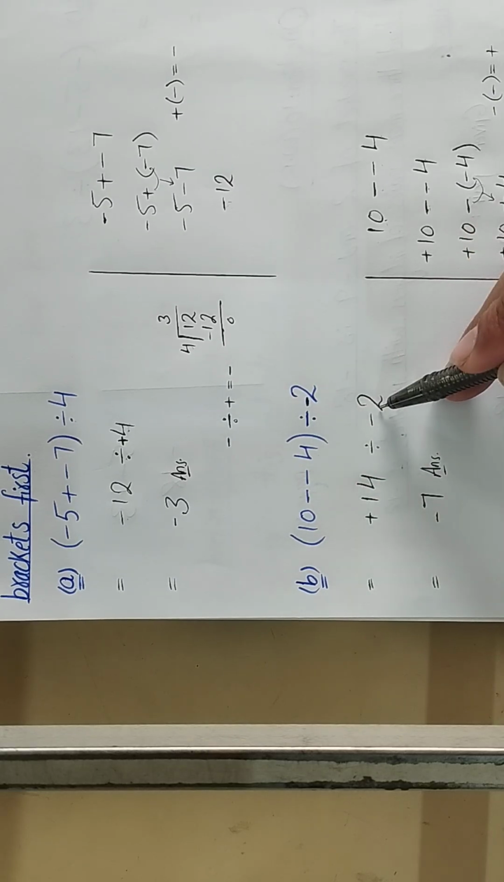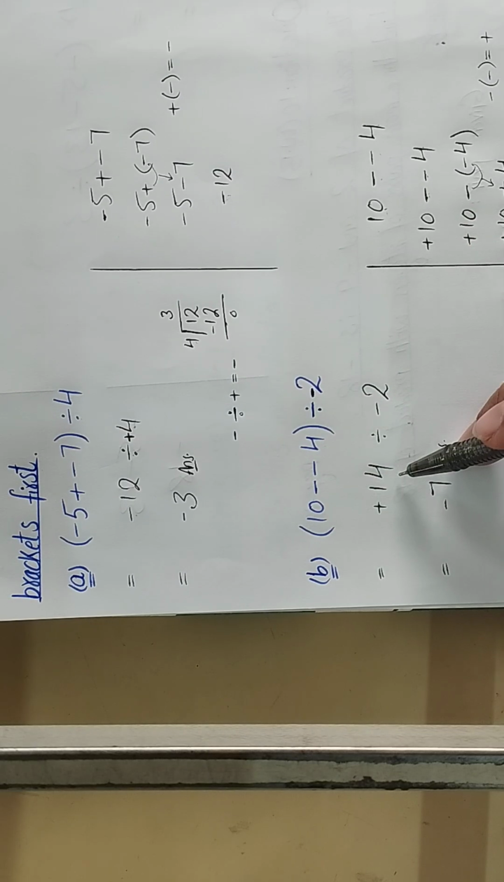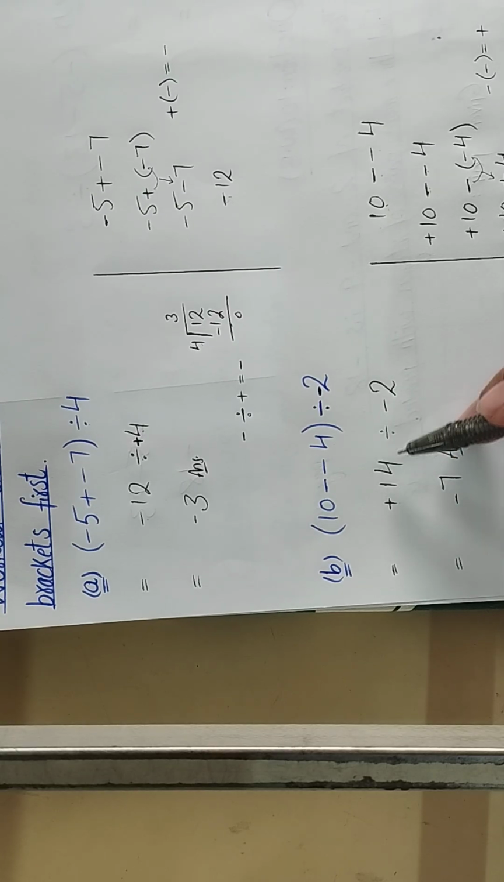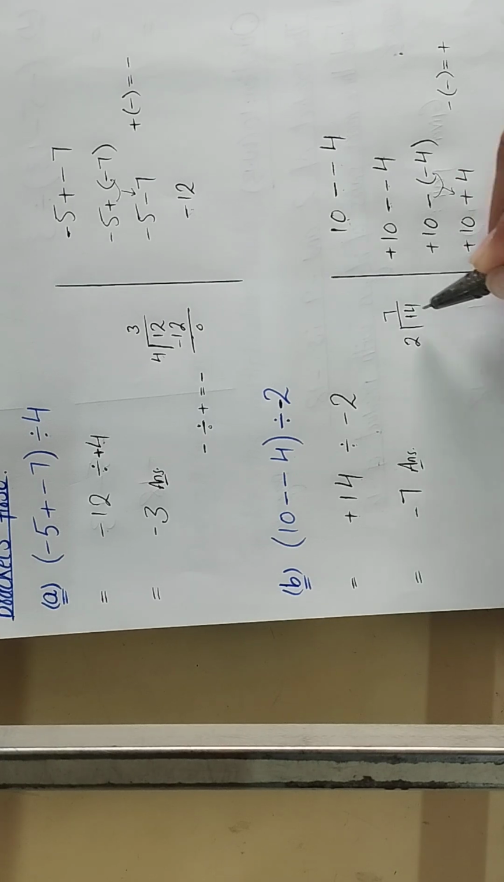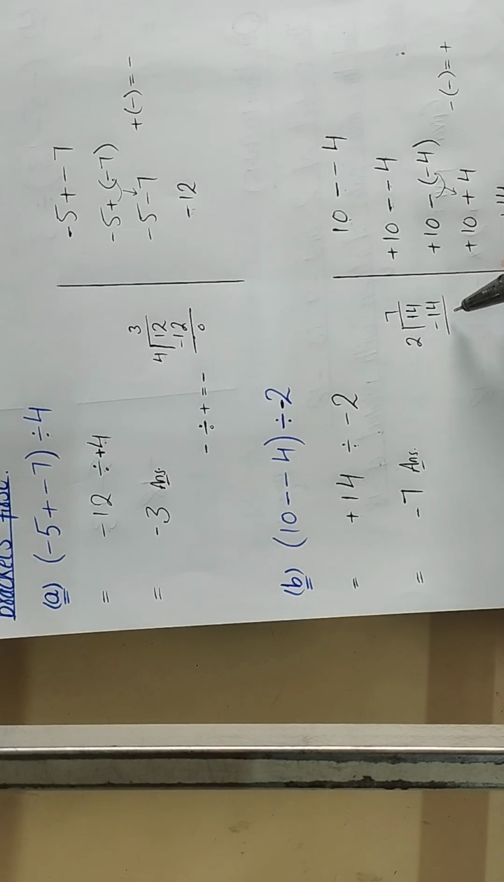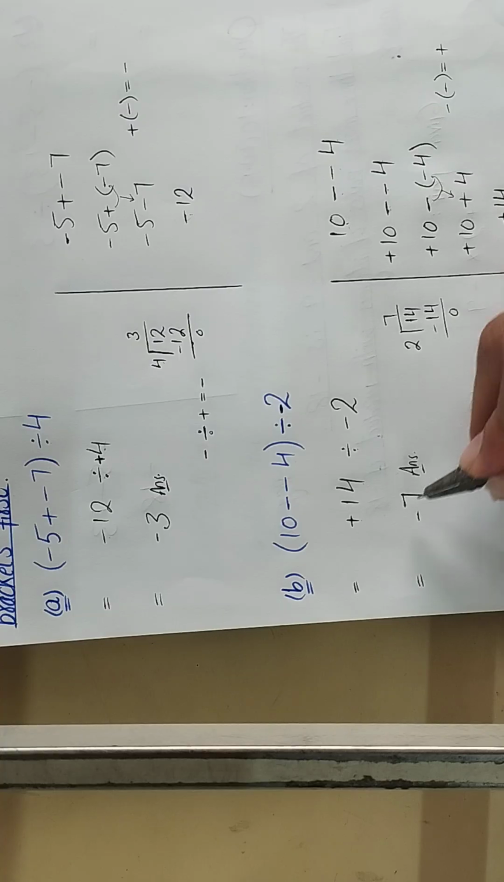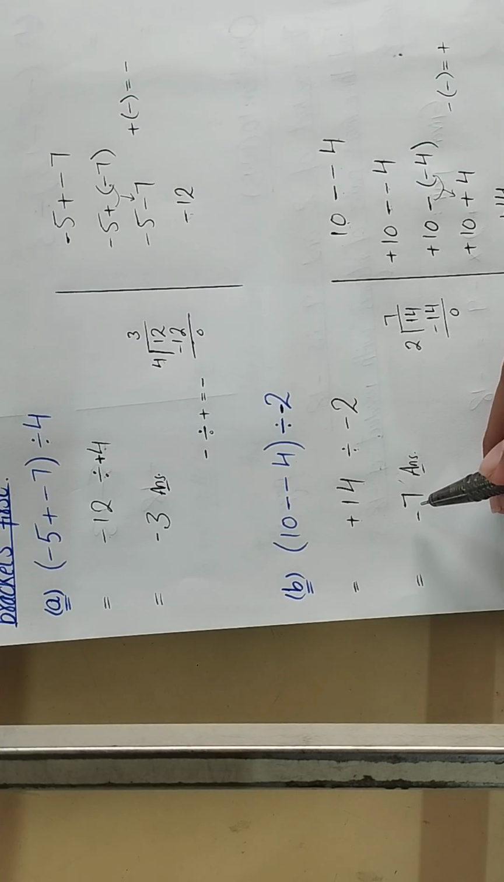Divide sign minus 2. Now it is a division problem. Ignore these two signs and just divide the numbers first. 14 divided by 2. 14 in the house, 2 out of the house. 2 sevens are 14. 14 minus 14 is 0. 7 is our answer. Now it's time to write the sign along with it.